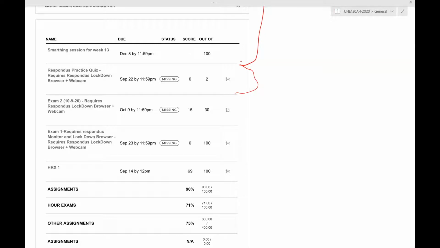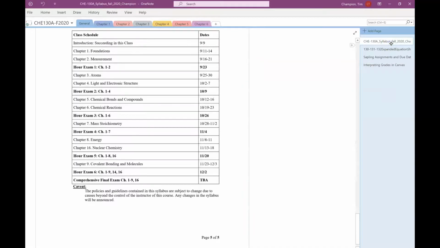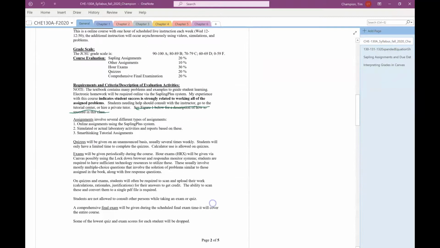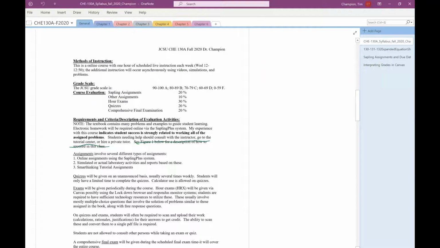And again, what did we say the quizzes counted at? I can't remember, so I'm going to go check the syllabus. It's always where the answer is. And in the syllabus here, we say quizzes are 20%, and the final will be 20%.